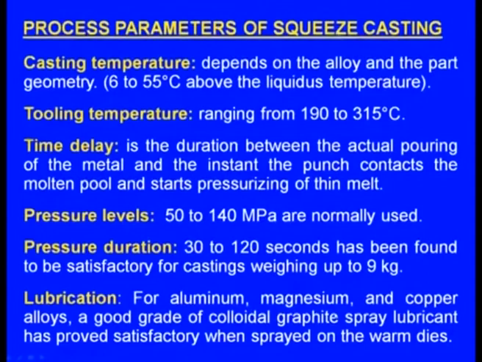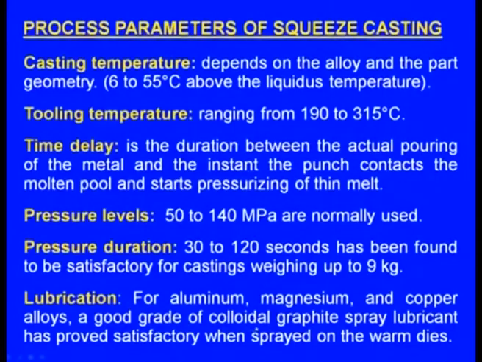Next one, lubrication. For aluminum, magnesium and copper alloys, a good grade of colloidal graphite spray lubricant has proved satisfactory when sprayed on the warm dies. So, what is the lubricant used? It is the colloidal graphite spray.